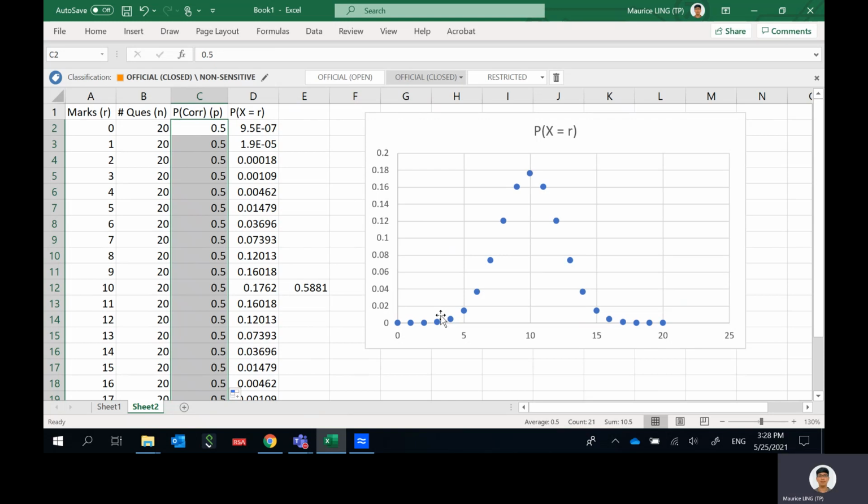Yeah, so this is the distribution. Because the probability is very low, look at 9.5 times 10 to the power minus 7. Do you think it's ever going to show here? No.